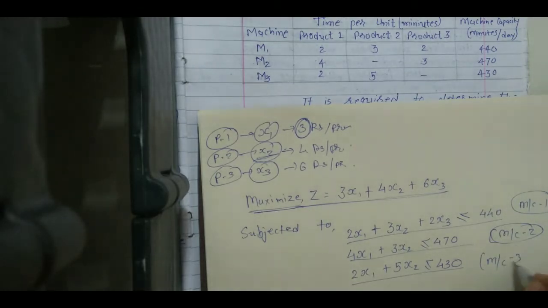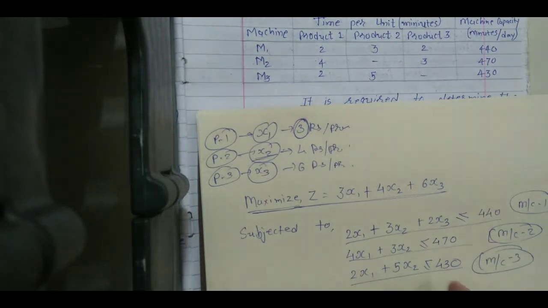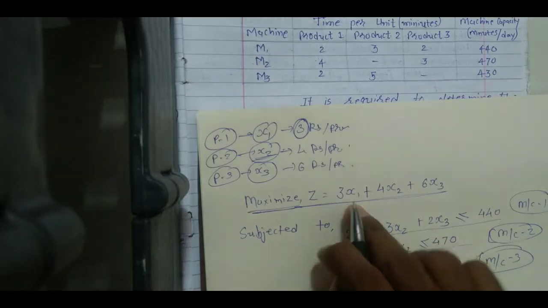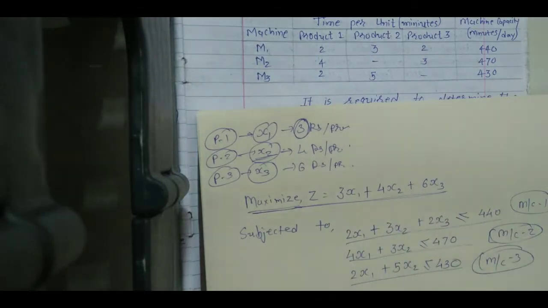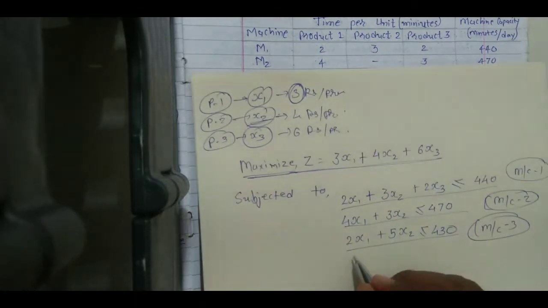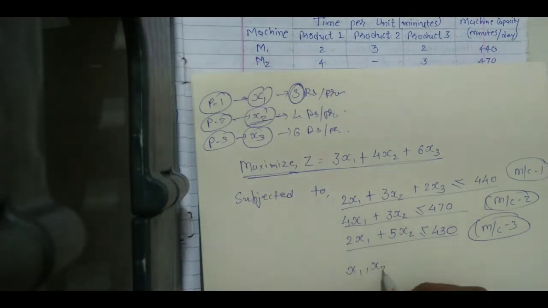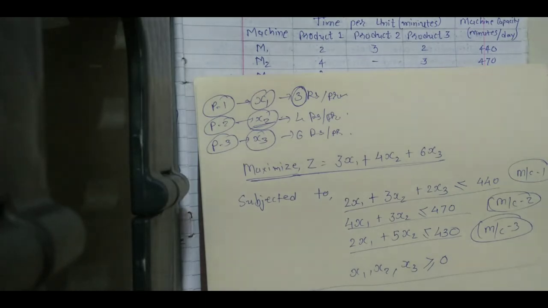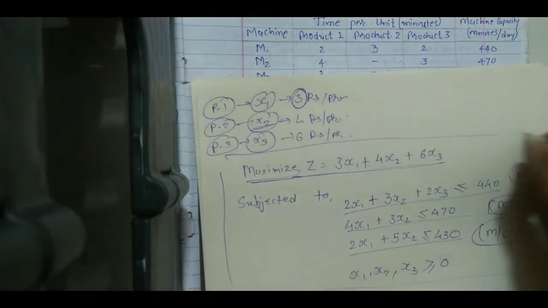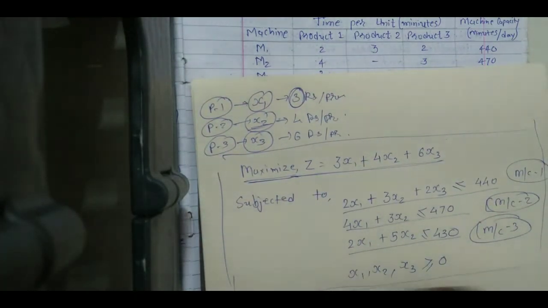These are the limitations to achieve this objective, that is 3x1 plus 4x2 plus 6x3. And the last step is that all the decision variables are greater than or equal to 0, means non-negative, that is x1, x2, x3 greater than or equal to 0. This is our formulation for the above production allocation problem. So this is our solution for the problem.